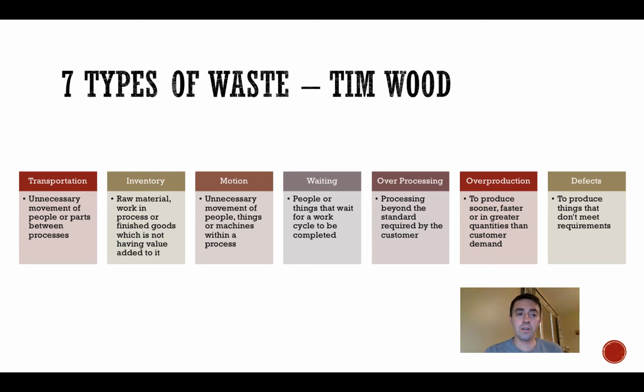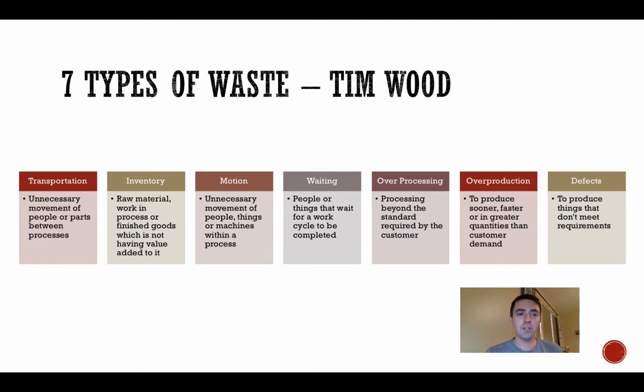So transportation. So transportation is the unnecessary movement of people or parts between processes. And we'll talk about the most common pitfall here between transportation and motion. If you look ahead, motion talks about unnecessary movement of people, things, or machines within a process. So typically people get caught up on what's transportation waste or what's motion waste. The easiest way to differentiate between the two is transportation is moving people, parts, things between processes, and motion is really within a process area, unnecessary movement. And I'll give you a couple examples of real world things that I think help solidify that.